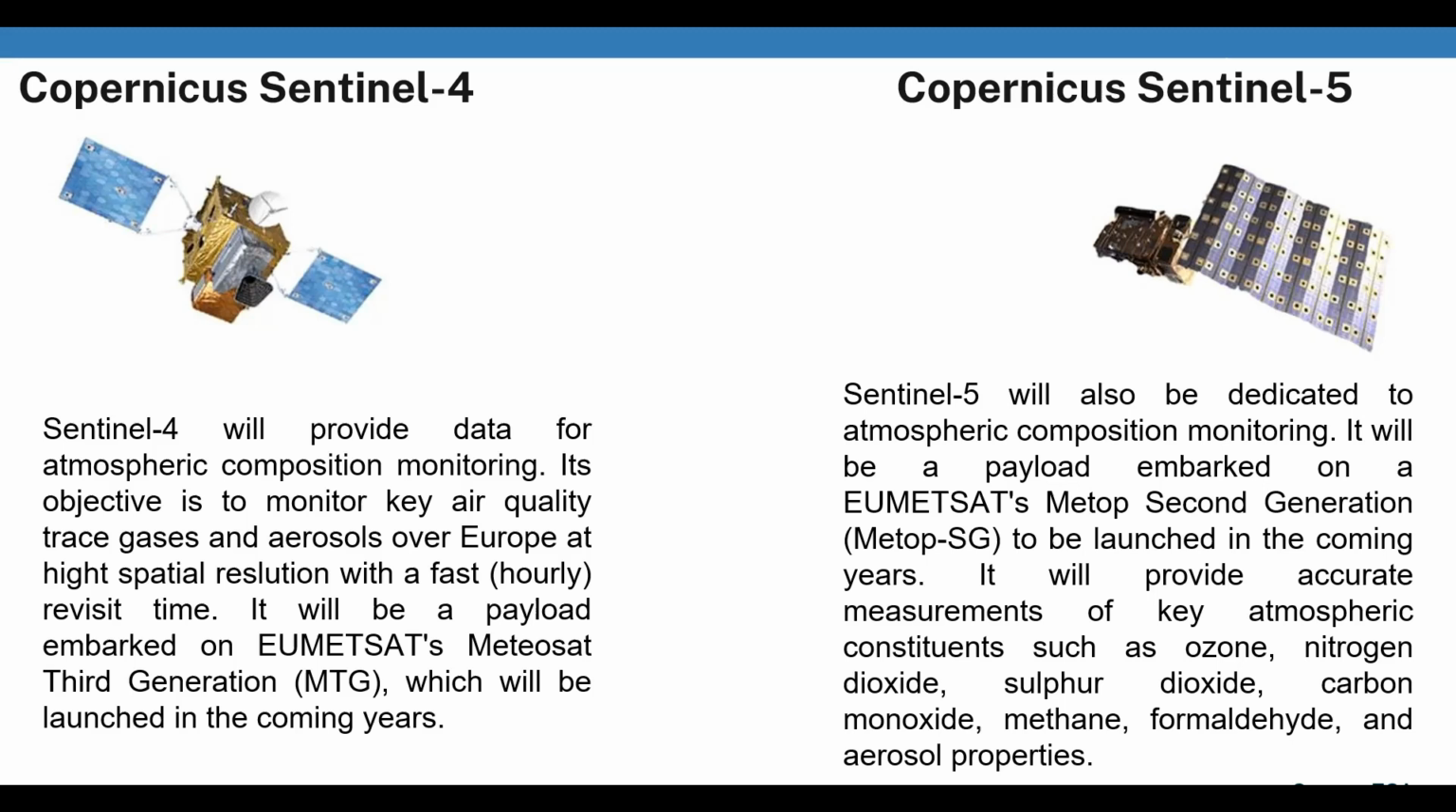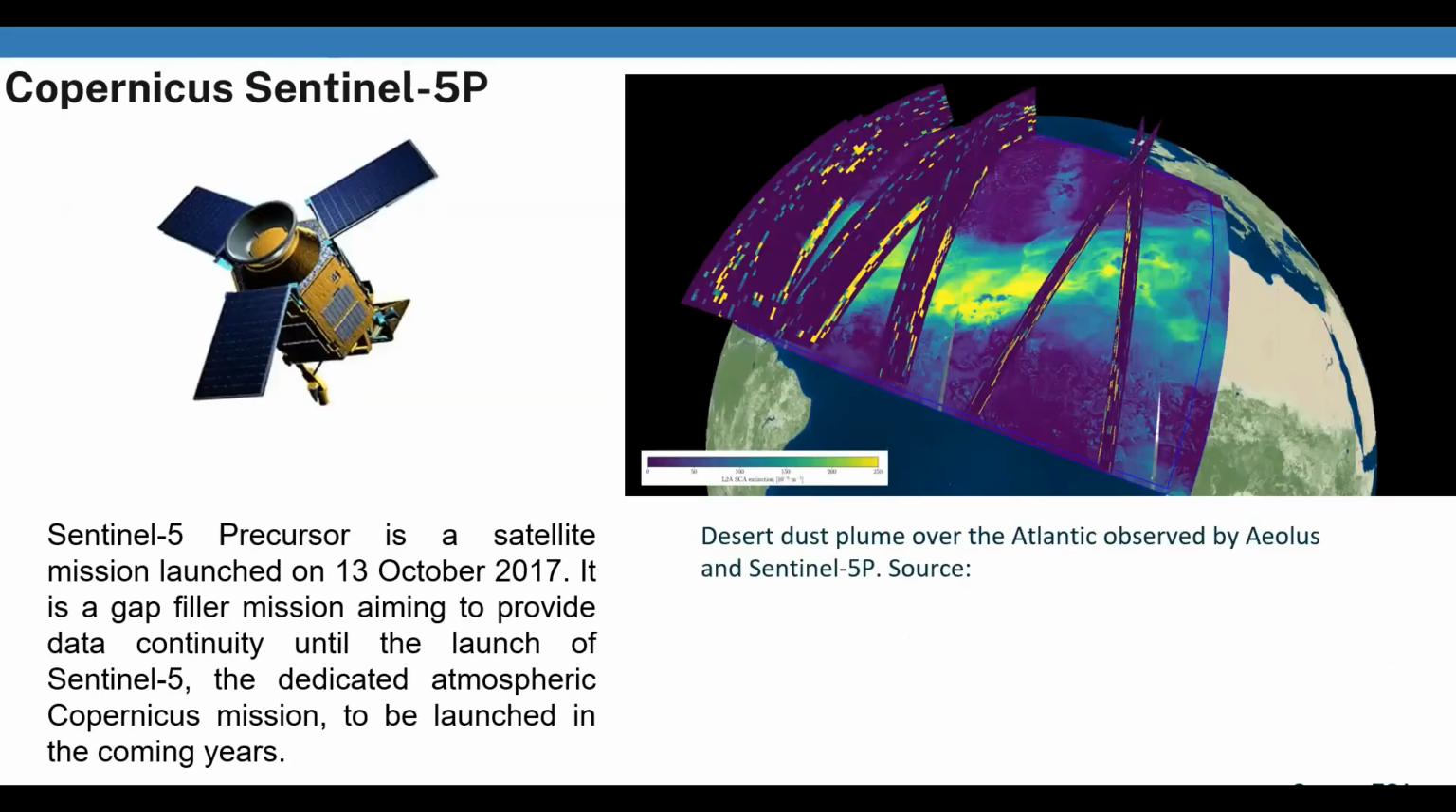And the Copernicus Sentinel-5 will also be dedicated to atmospheric composition monitoring. To be launched in the coming years, it will provide accurate measurements of key atmospheric constituents such as ozone, nitrogen dioxide, sulfur dioxide, carbon monoxide, methane, formaldehyde, and aerosol properties.